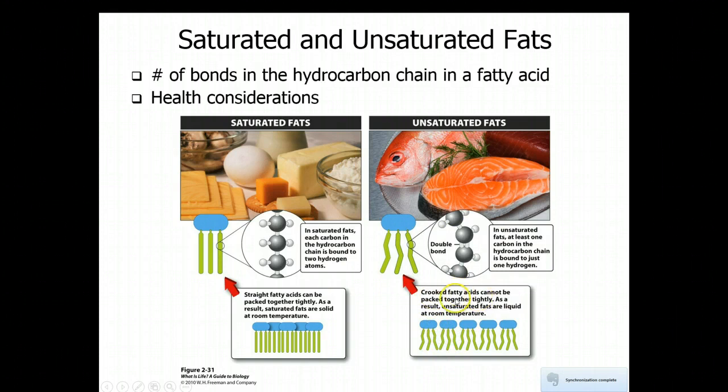So crooked fatty acids cannot be packed together tightly. As a result, unsaturated fats are liquid at room temperature, whereas if they're tight and stackable, they're solid at room temperature, like butter. So there's your saturated. In other words, all the hydrogens that can possibly be added to the covalent bonds are there; they're saturated. Unsaturated means that we could put more hydrogens in to fill one of those bonds, but in this case it's been double bonded, so we get this kink-like structure as a result.